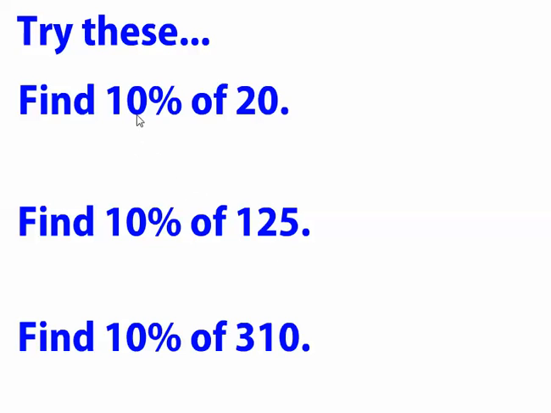If we try these, 10% of 20, we're going to move our decimal over 1 spot, and when our decimal moves from here to here, the answer is 2. 10% of 125 divided by 10, we end up with 12.5. 10% of 310, we end up with 31.0. The decimal with a 0 after it does not impact its value, so it's really just 31. Okay?